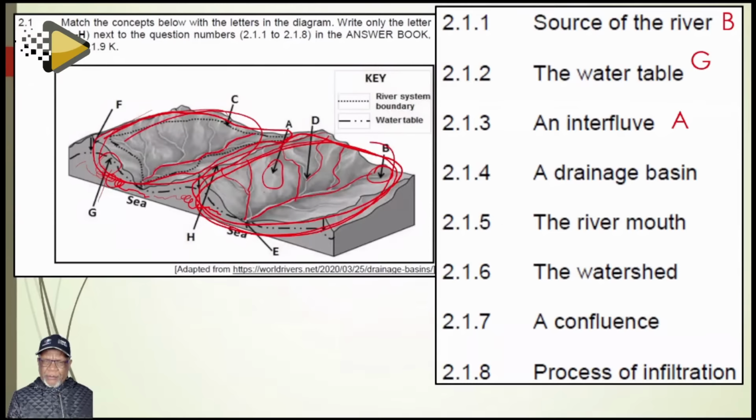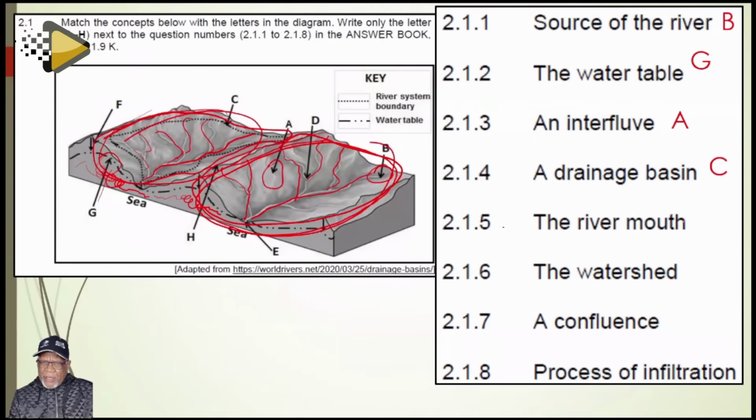This is your mainstream, and all these rivers that are flowing into it are called tributaries. So the mainstream and all its tributaries equal the river system. The whole area drained by the river system is called a drainage basin. So where is the drainage basin? This is C. It is indicating the boundary of a drainage basin.